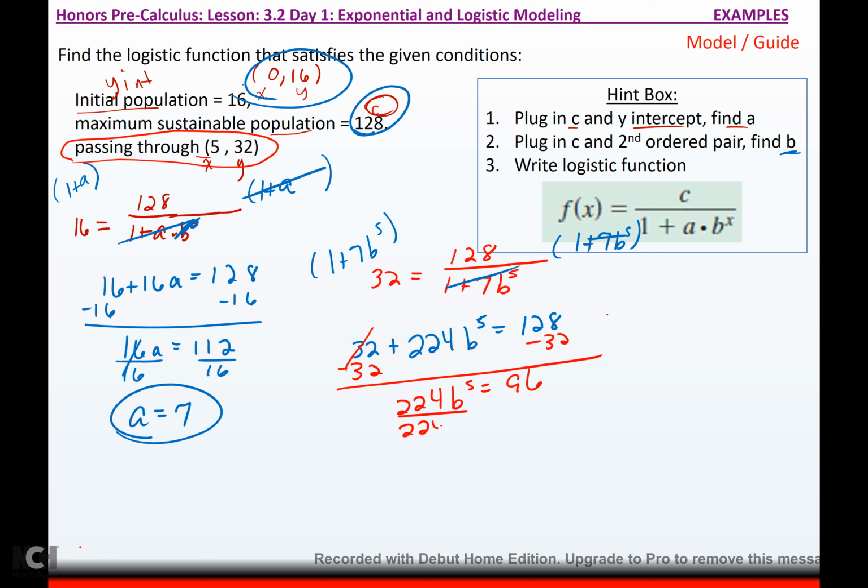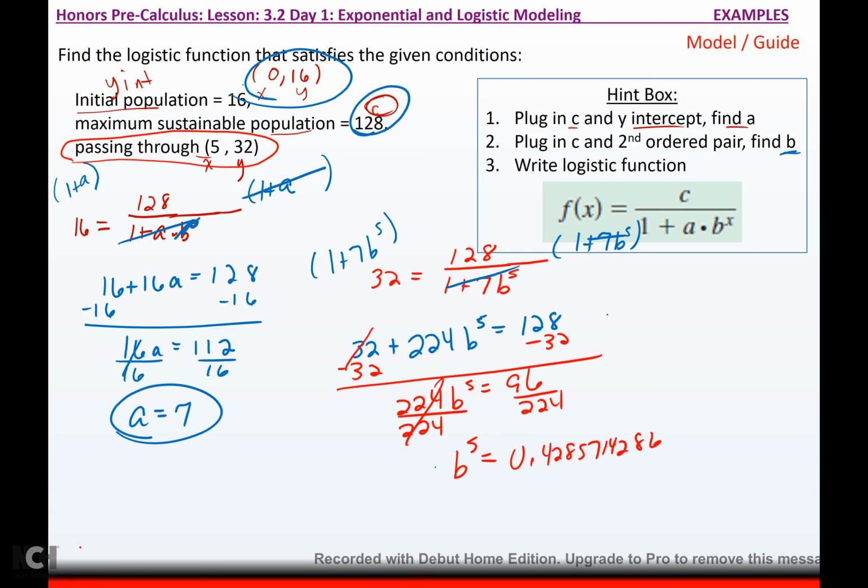Divide by 224, and I get b to the fifth equals 96 divided by 224, and we'll call that 0.42857142286. Again, I don't like to round until the very end because it makes your answer less accurate.